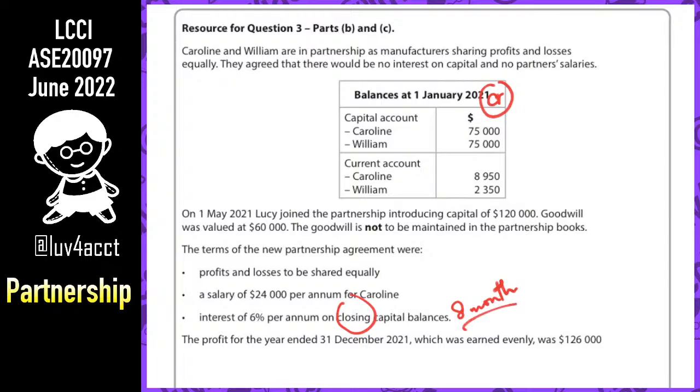Okay, because in the first 4 months, according to the partnership agreement, no interest. So the profit for the year ended 31st December, which was earned evenly, was 126,000. We have to separate the 126,000: first 4 months, and then the remaining 8 months.